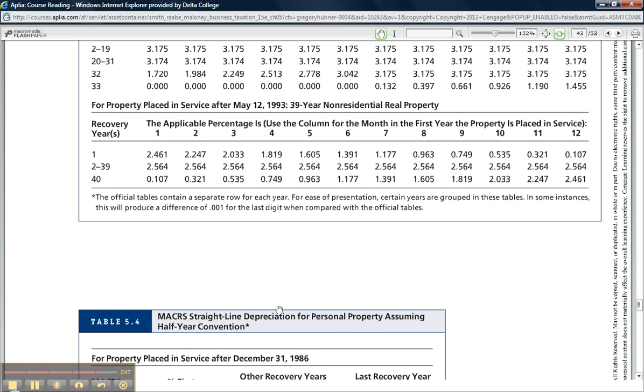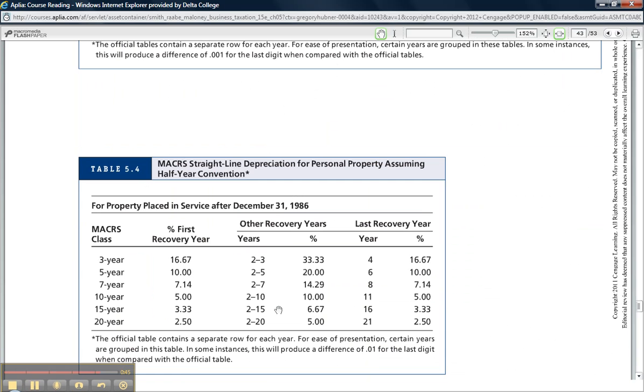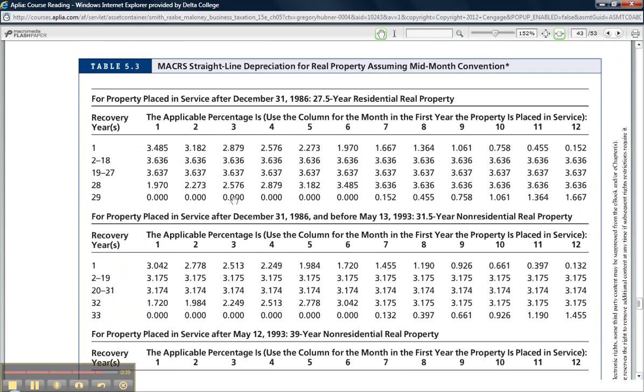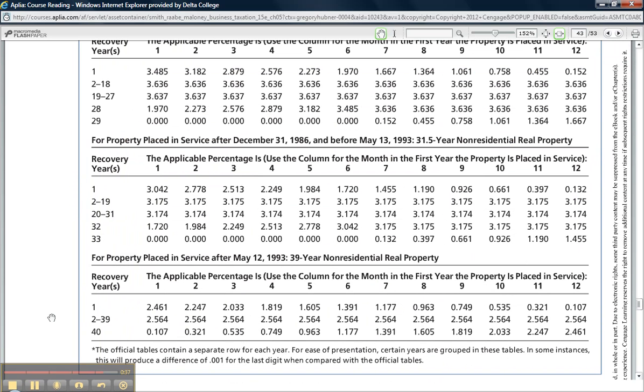Okay, so use the right table. This is depreciation. This is straight line. So mainly you're going to be using the first 3 tables. Okay, that's chapter 5. Let me know if you have any questions.